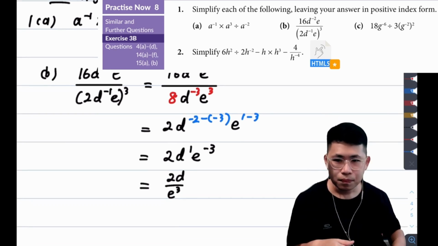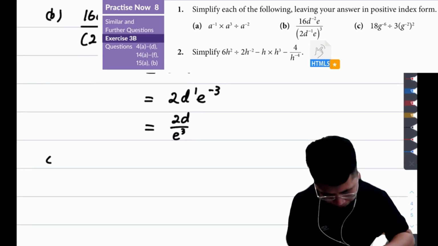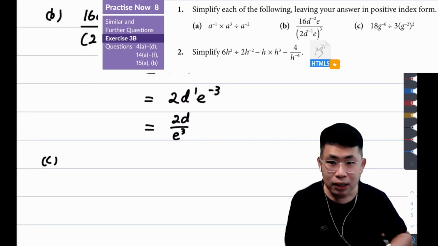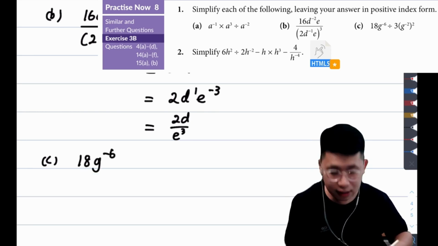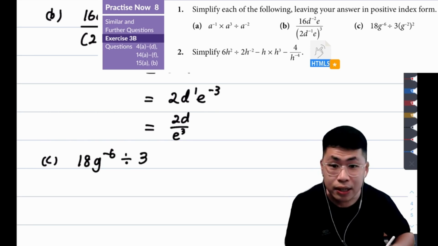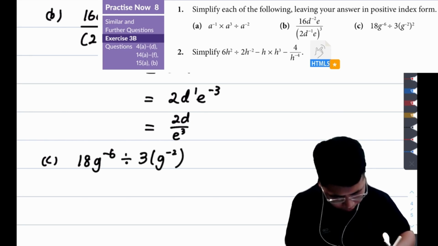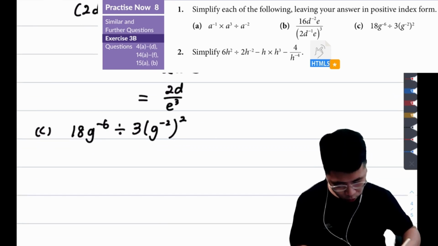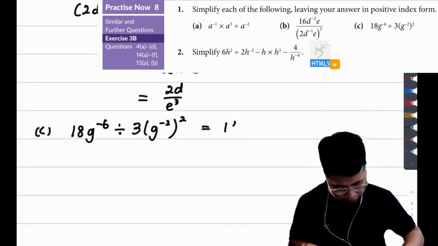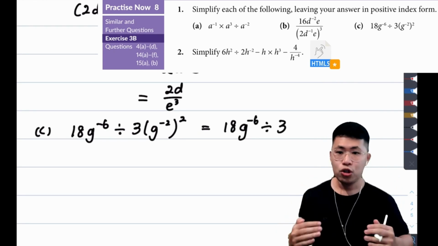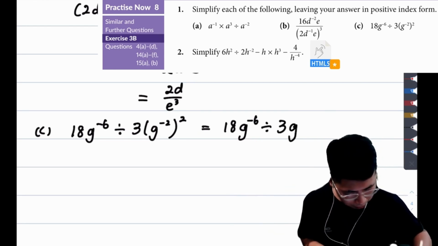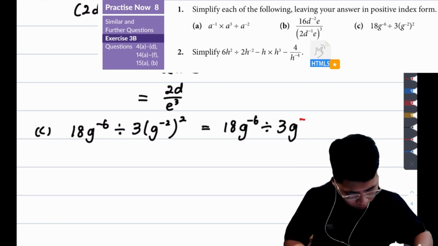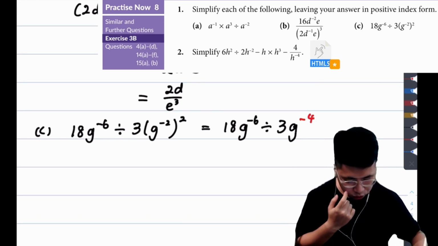Part C. We have 18 g to the power of negative 6 divided by 3 and bracket g to the power of negative 2 squared. So what do we do here? Okay, 18 g to the power of negative 6. I'm going to focus on my bracket first. So g to the power of negative 2 squared, I will have g to the power of negative 4, the law of indices number 3.